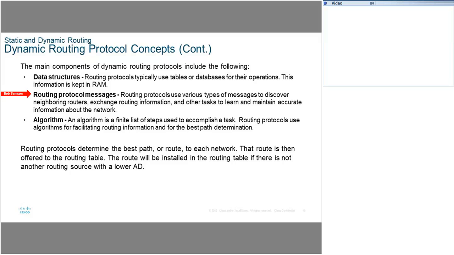Once it gets to the router, an algorithm, which is the routing process, the OSPF process, builds the routing database and then builds the routing table. Note down here at the bottom that the routing protocols determine the best path or route to each network. It's offered to the routing table. The route will be installed if there's not another routing source with a lower administrative distance. I think I actually put that in there.